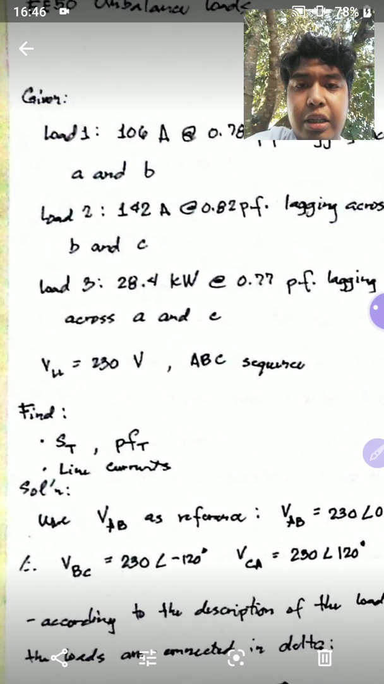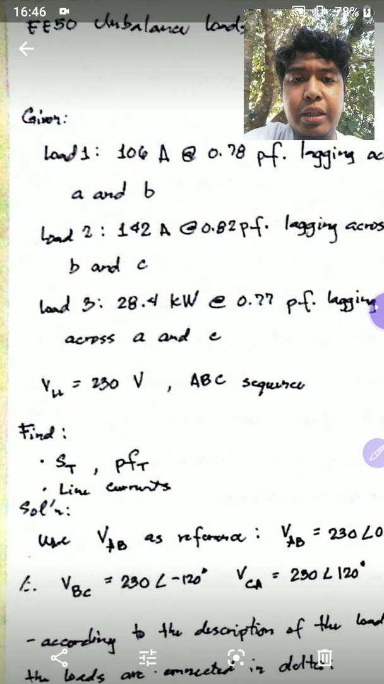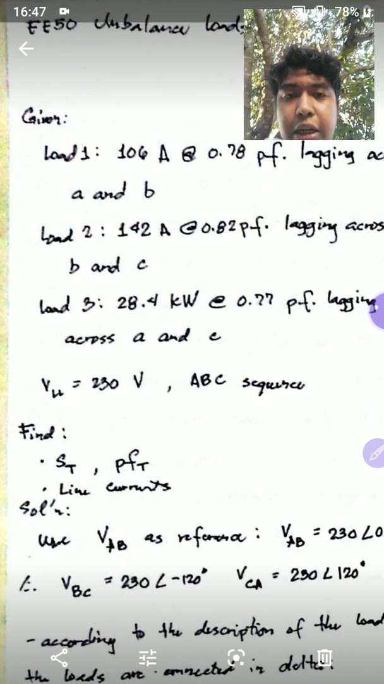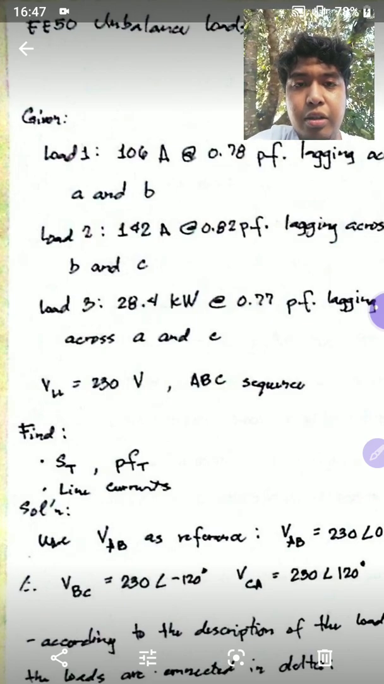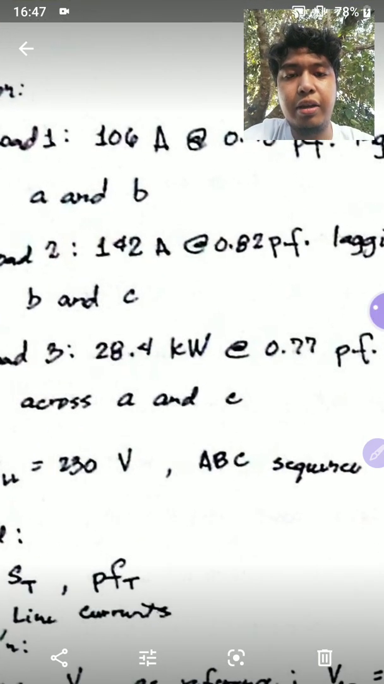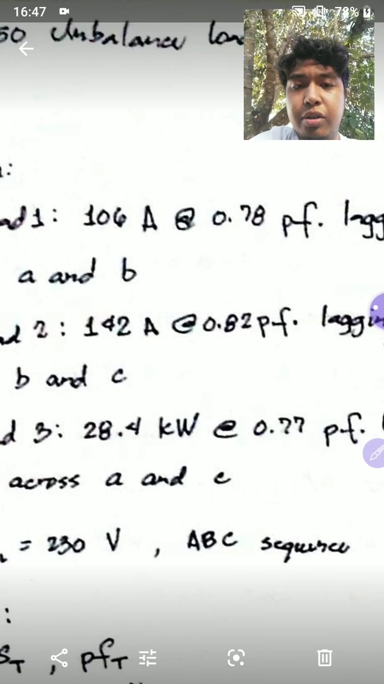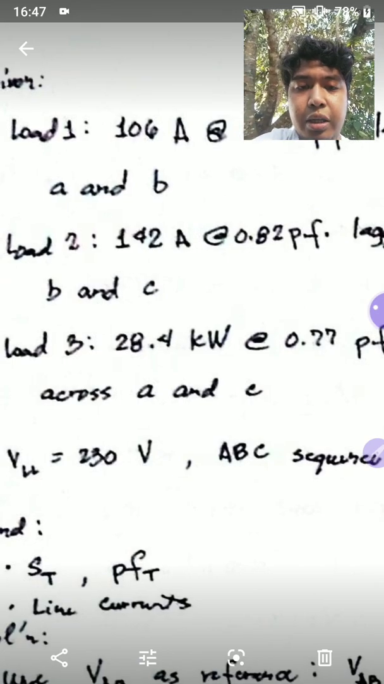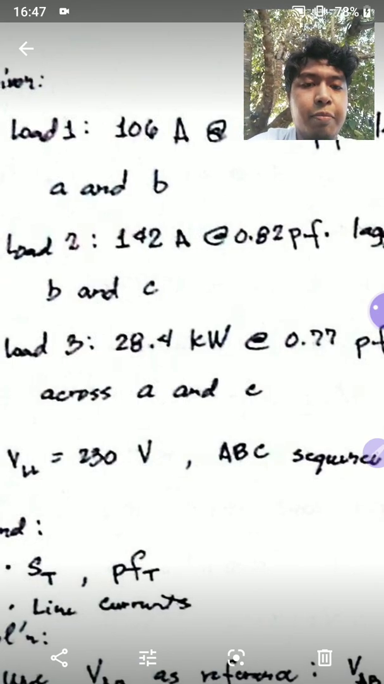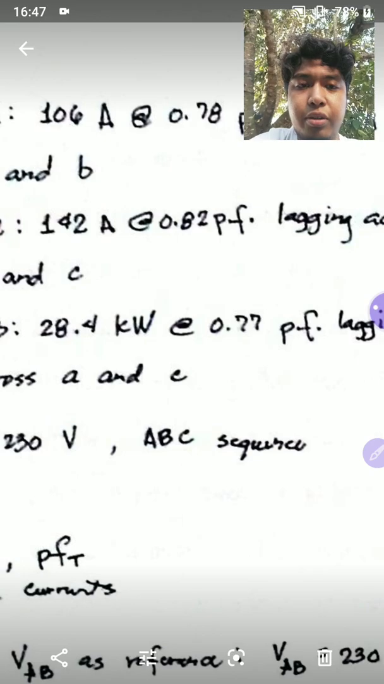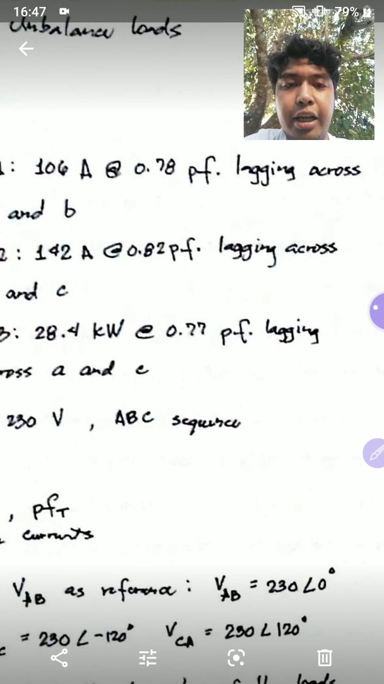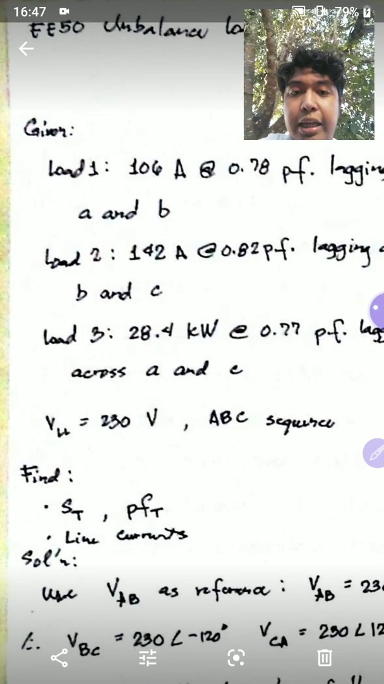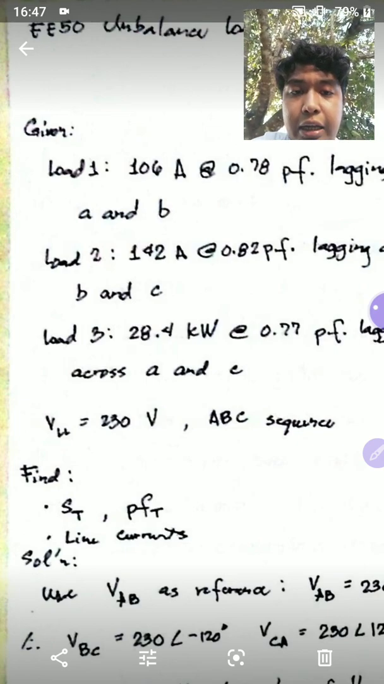Basically, what I have here is three loads drawing three different powers each. For loads 1 and 2, you have different loads drawing different currents at different power factors. You have another load which is drawing a certain real power at a certain power factor. All of them are lagging, so all of them are inductive loads. Loads 1, 2, and 3 are at AB, BC, and AC in that particular order.